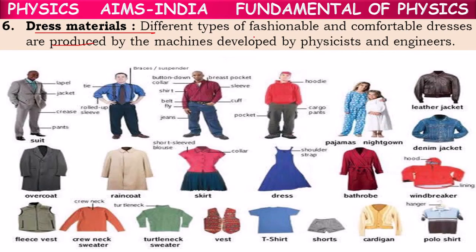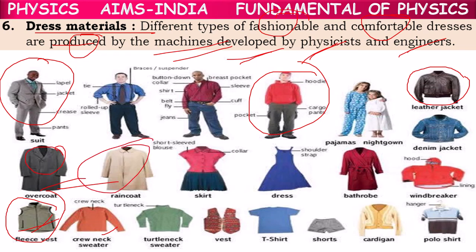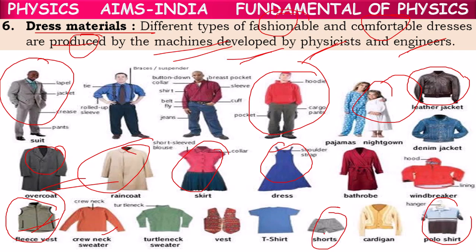Dress materials. Different types of fashionable, comfortable dresses are produced by the machines developed by the physicists and engineers. So, a leather jacket in winter, or during rainy season, raincoats, or during summer season, formal cotton shirts for attending meetings, suits, for casual wear, t-shirts, or sleeveless jackets, overcoats, raincoats, skirts, normal dress, polo shirts, nightgowns, shorts, like this. So many different types of fashionable, comfortable dresses are produced by the physicists.